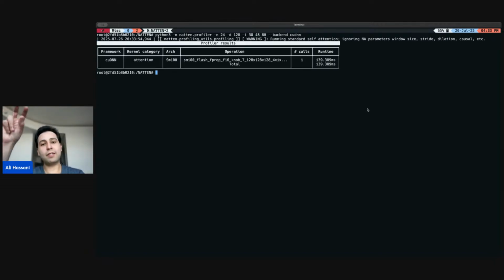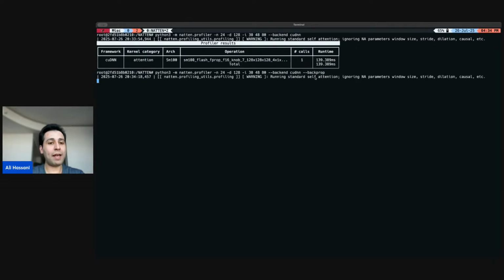So when you explicitly set your backend to something that's not a NATTEN backend, it's just going to ignore any window size you give it. By default, the window size is just the input size. So if you don't specify a window size, it's just going to run self-attention. So this is cuDNN performance. And in the interest of time, I'll do forward and backprop at the same time. So in the forward pass, this is the performance you can get with cuDNN through PyTorch today. On this use case, it's about 140 milliseconds.